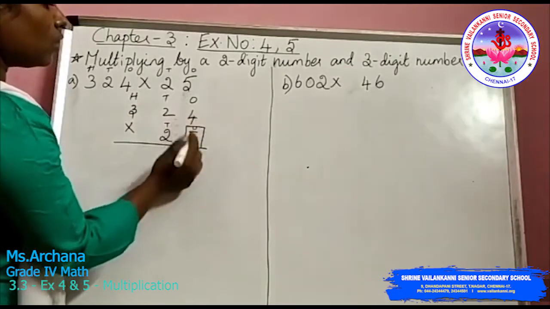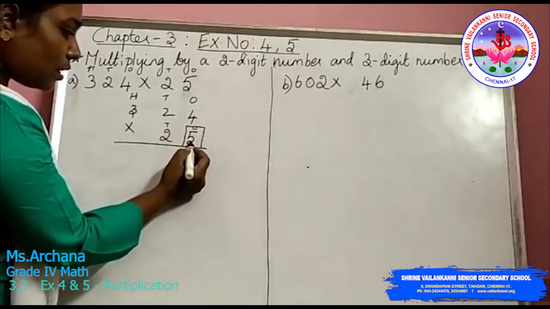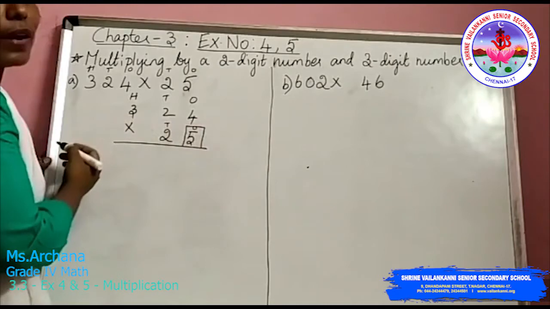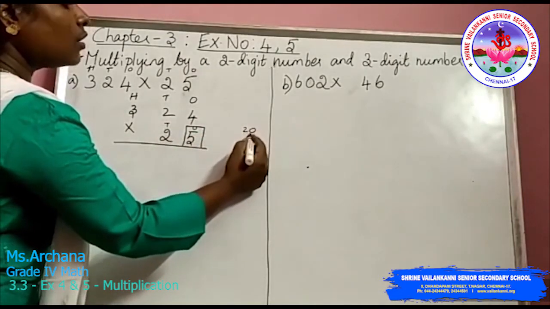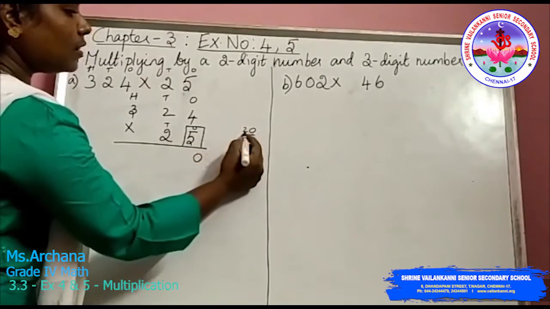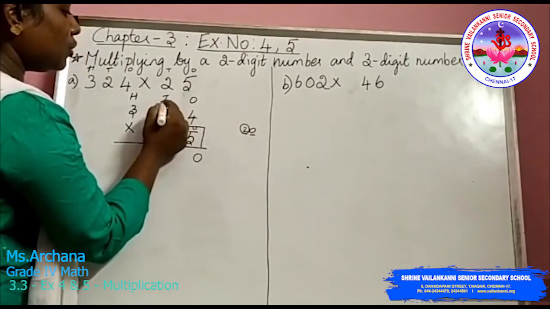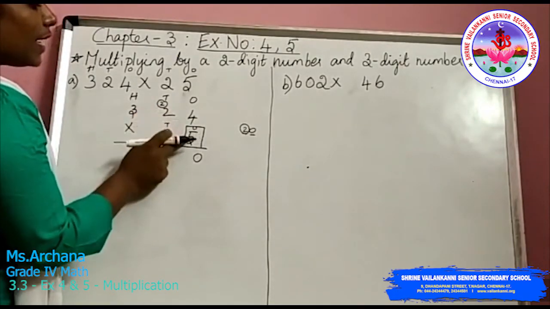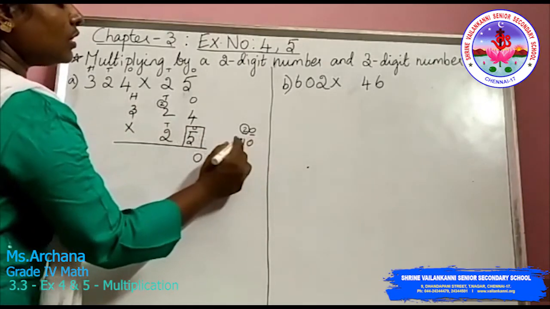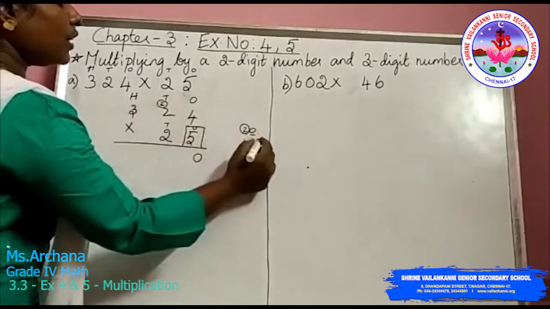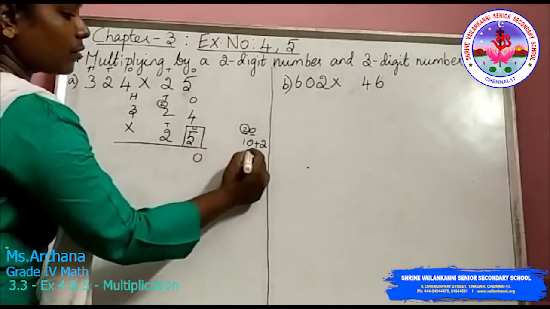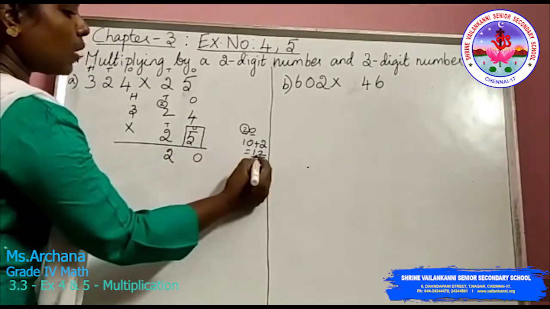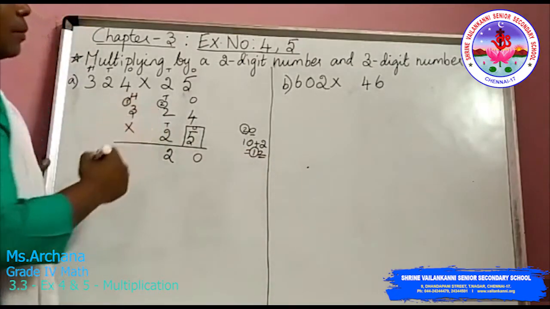So 5 into 4. This 5 is the ones place, and I am multiplying this ones place. 5 into 4: 5 fours are 20. So this 0 has to be written here and this 2 has to be carried forward to the next place value. Next, 5 into 2. 5 twos are 10. This 10 plus the carried forward value gives 12. In 12, 2 has to be written here and this 1 has to be carried forward to the next place value.